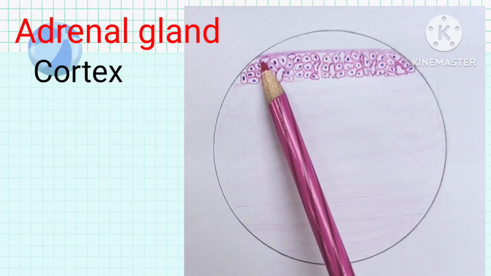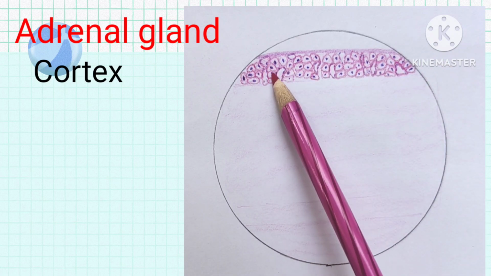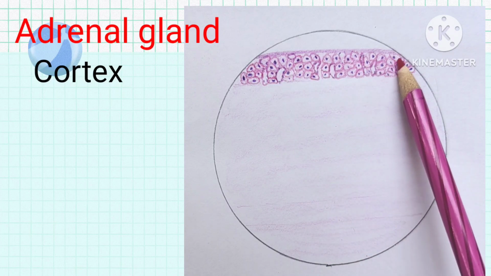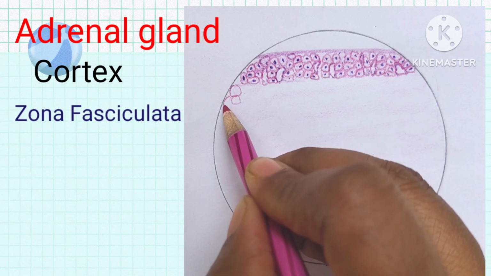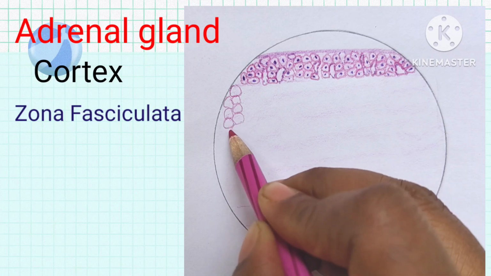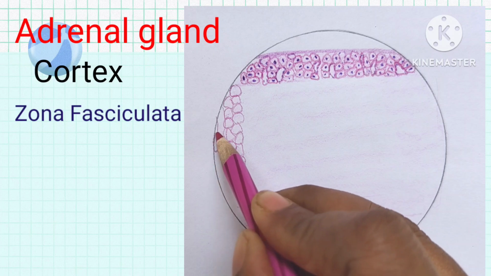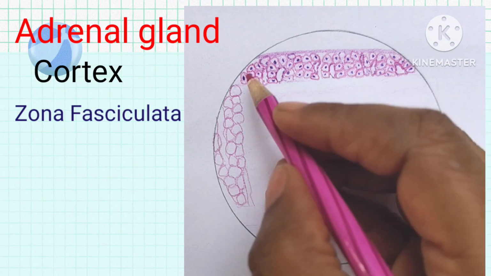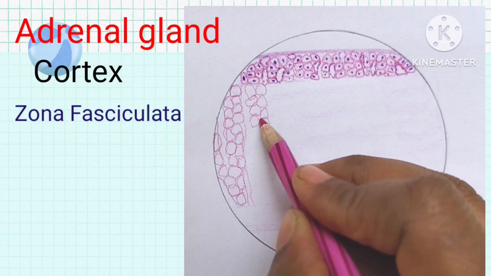The next layer is zona fasciculata. Zona fasciculata constitutes around 80% of the cortex. Here also the cells are polyhedral in shape, but the arrangement is different. The cells are arranged in straight cords separated by the capillaries or the sinusoids. Each cord is 1 or 2 cells thick, and the sinusoid in between is continuous above with the sinusoids of the zona glomerulosa, and also below it is continuous with the sinusoids of the zona reticularis.